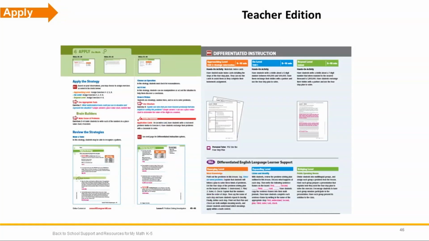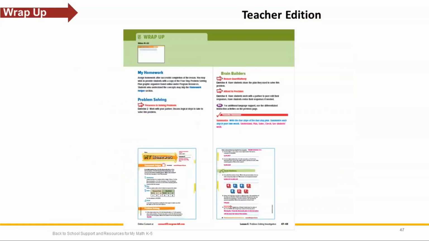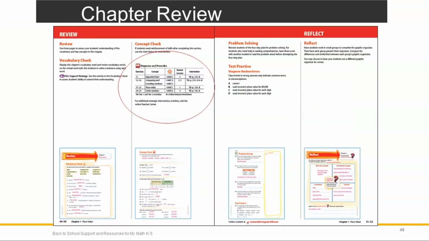But what I really wanted to point out was in your teacher's edition that even in problem-solving lessons, after part 4, you're still going to have all those fabulous differentiation opportunities embedded. And then wrap it up. Even in a problem-solving lesson, you're always going to have homework. You're always going to have the opportunity for brain builders. And then, of course, think about communicating with your parents here. It really gives them an opportunity to see how you're developing.